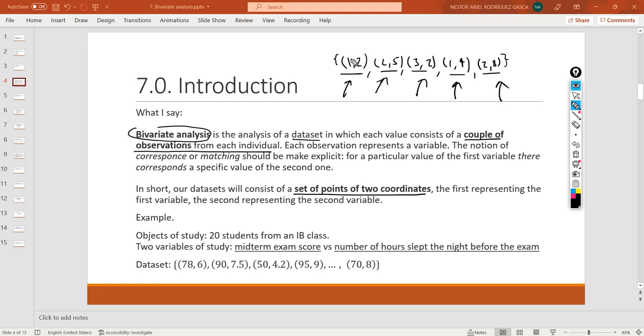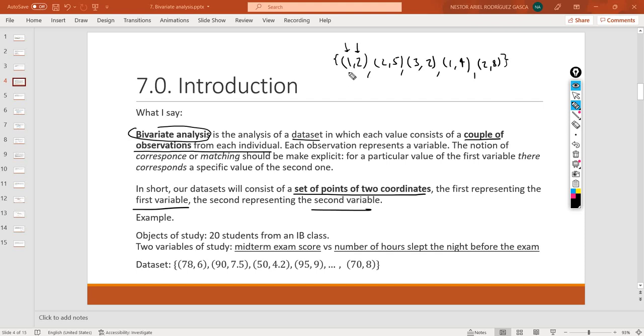Now, what does each coordinate represent? It represents both variables that I'm analyzing. The first coordinate represents the first variable, whatever variable I'm talking about, and the second coordinate represents the second variable. And thus, when we define bivariate analysis in this way, there is no ambiguity, because I'm basically telling you, let me erase this, that the idea of correspondence is very important. These two values correspond to each other.